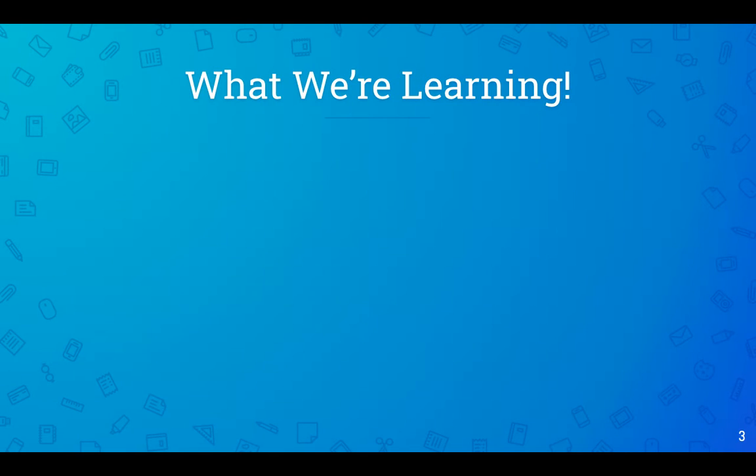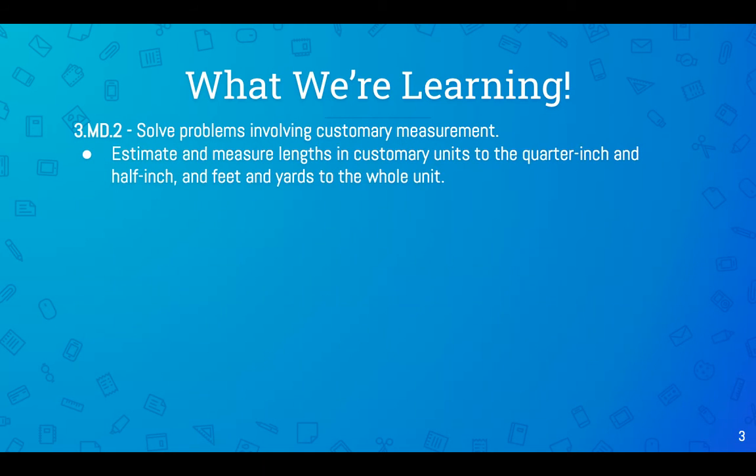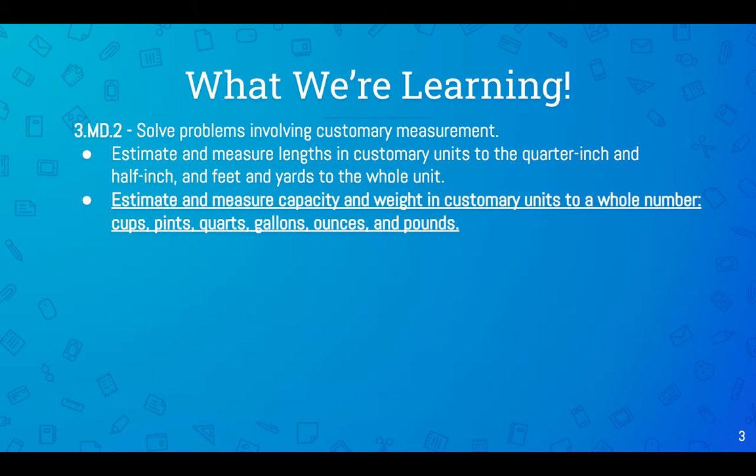So our standard, what we're learning today, we're still taking a look at the 3MD2, which is solve problems involving customary measurement. Last week, we did estimate and measure lengths in customary units to the quarter inch and half inch, and feet and yards to the whole unit. Today and the rest of this week, we're estimating and measuring capacity and weight in customary units to a whole number. Cups, pints, quarts, gallons, ounces, and pounds. Yesterday, you did weight, which was our ounces and pounds. Today and the rest of the week is the capacity part. So we're looking at cups, pints, quarts, gallons.